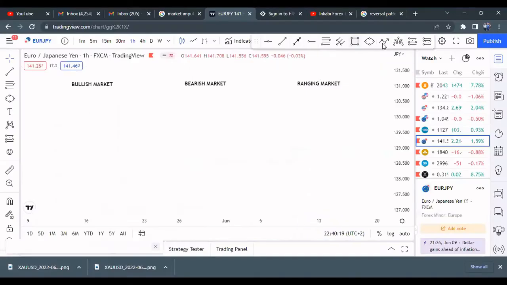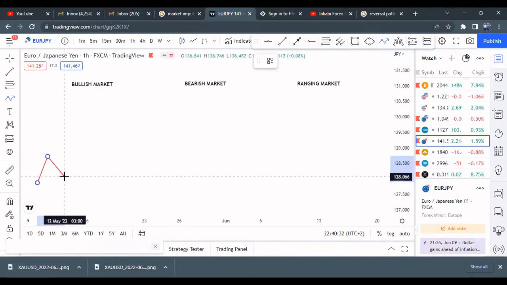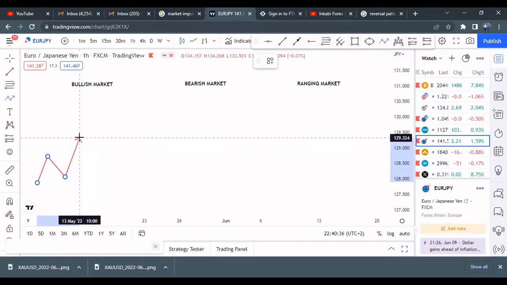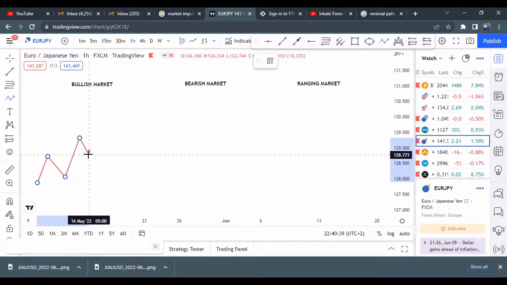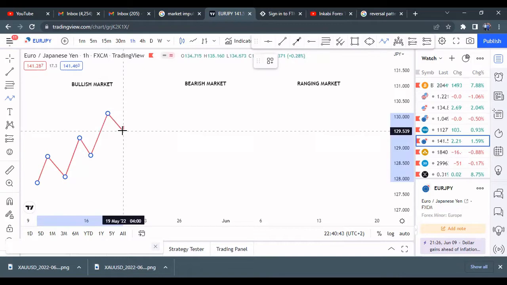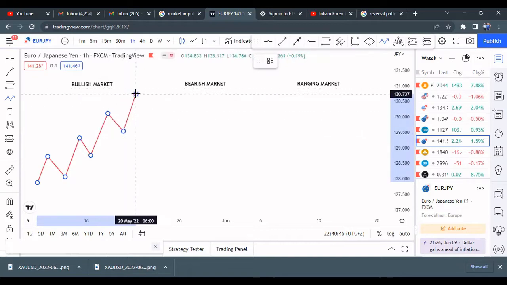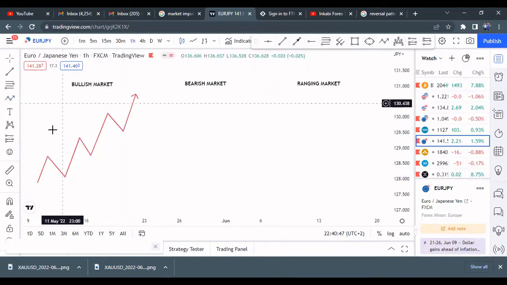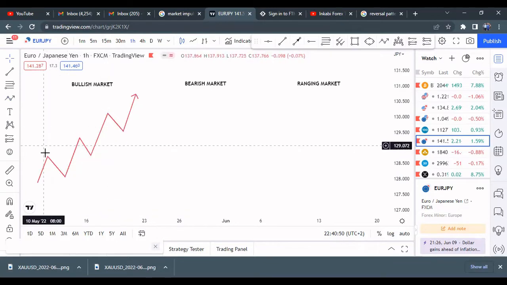In a bullish market, we could have something like this. Maybe price starting from here, then going to the downside, and then impulsing like this, and then coming back to test here. All right, so this is a bullish market.